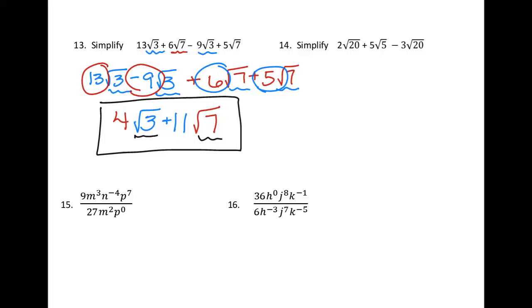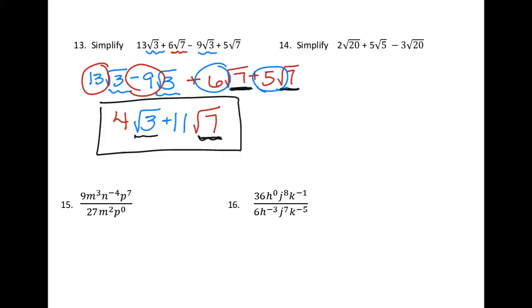Okay? Does that make sense? You can only combine if they have the same radicand under the radical sign. And you keep that and you add or subtract what's in front, known as the coefficients. Okay? What else? Anno, did you say you had one?